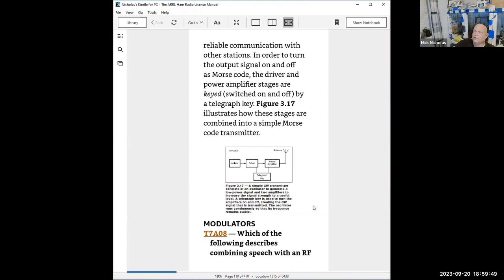Now, FM works a little differently. In FM, we do not modulate with the amplitude of the wave. We don't make it more or less powerful. We change the frequency of the wave. So when we're talking at a low frequency, we're shifting the whole wave down a little lower. And we're usually about 6 kilohertz, which is narrow FM. We hams use wide FM, which is usually about 15 kilohertz.